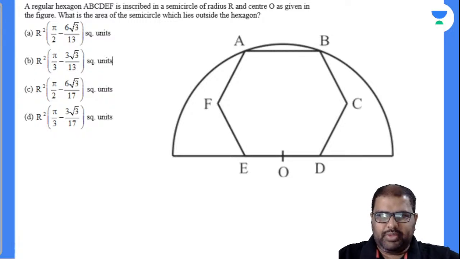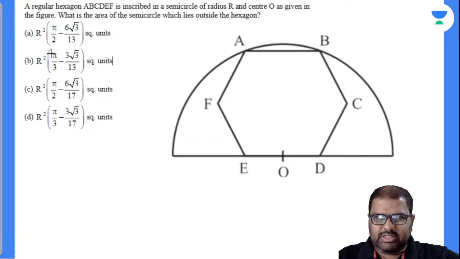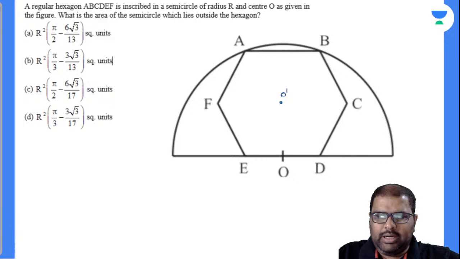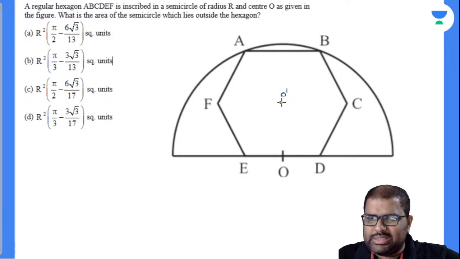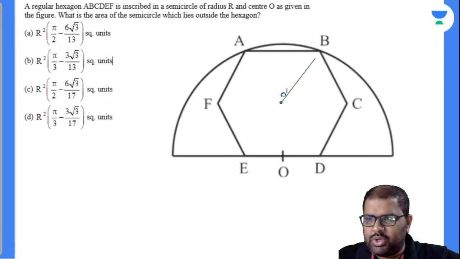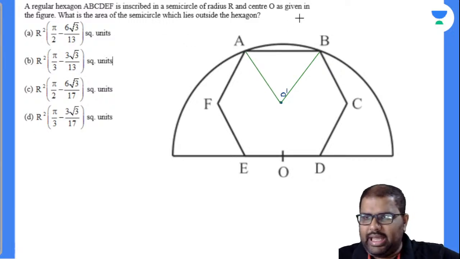Right. Chalo. What I will do is, first of all, take this as the center of the hexagon, O dash. Now everybody knows a regular hexagon can be divided into six equal equilateral triangles. Am I right or wrong? Yes or no? So see here, I will draw like this. I will take my AB value, this I will take as a value.